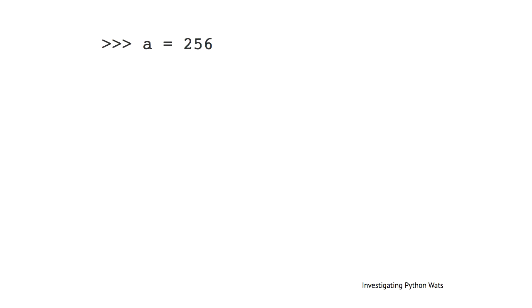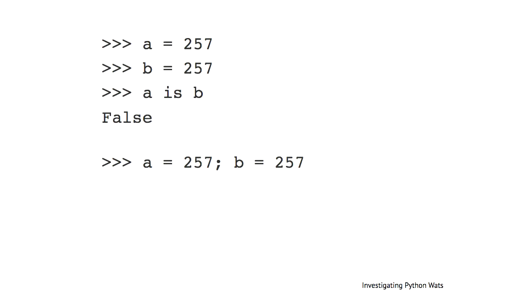Let's talk about Python. So, if A is the integer 256 and B is the integer 256, is A B? No. Yes. If A is 257 and B is 257, is A B? No. No. But if you declare them on the same line, they are. No. Yes.